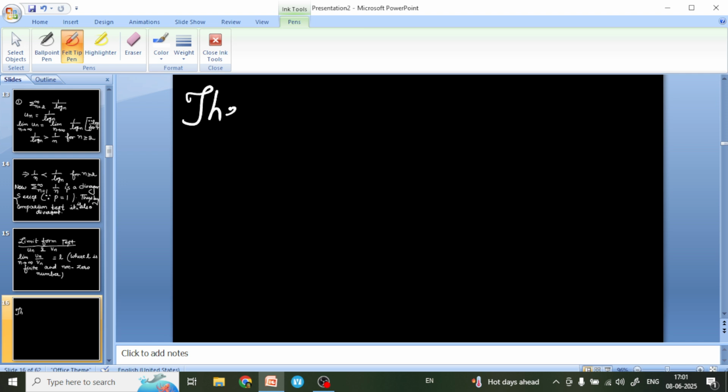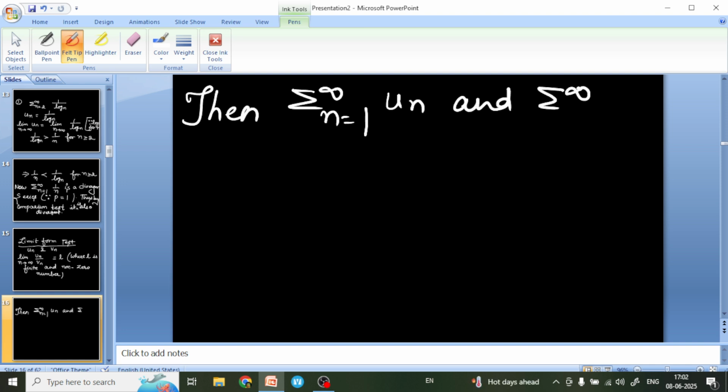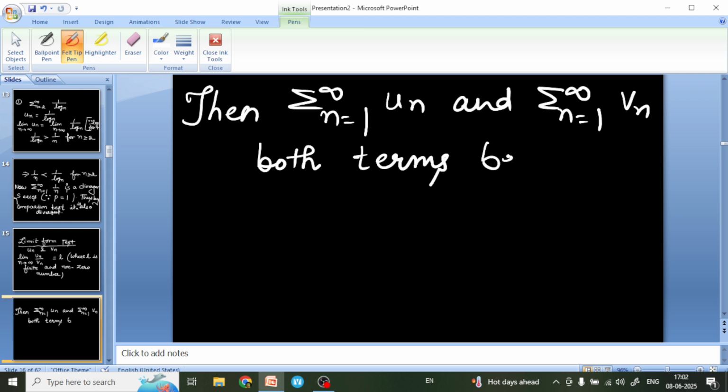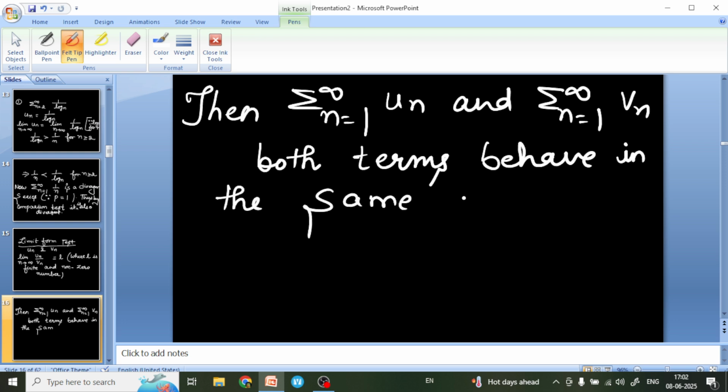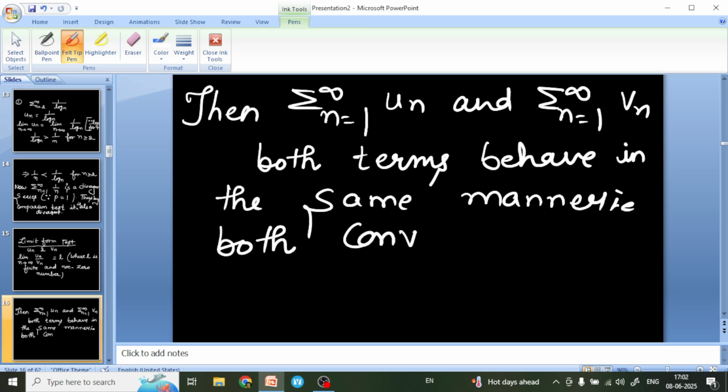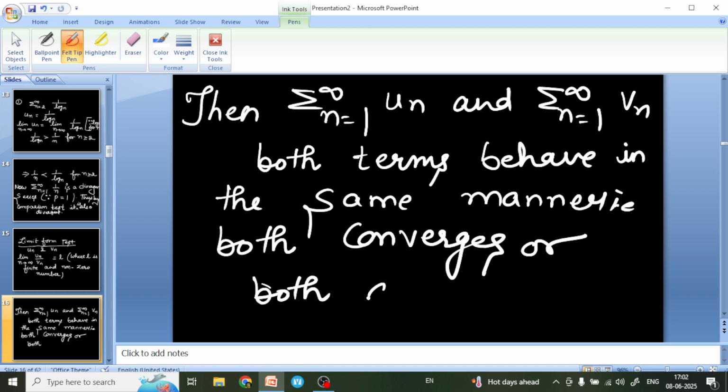And then we can say the series sigma infinite n equal to 1 un and sigma infinite n equal to 1 vn, both terms behave in the same manner, that is, both converge or both diverge.